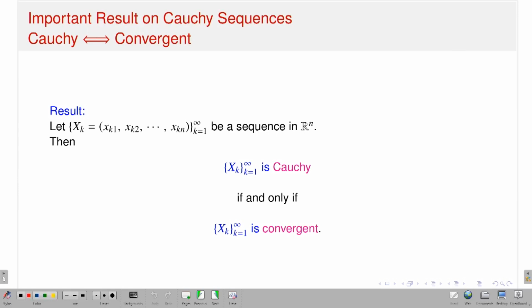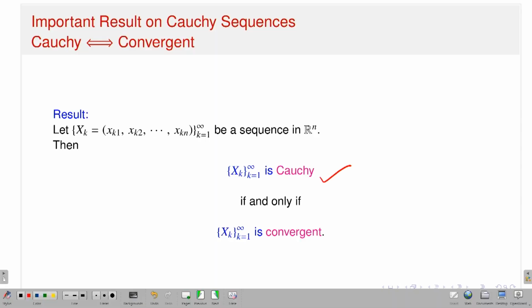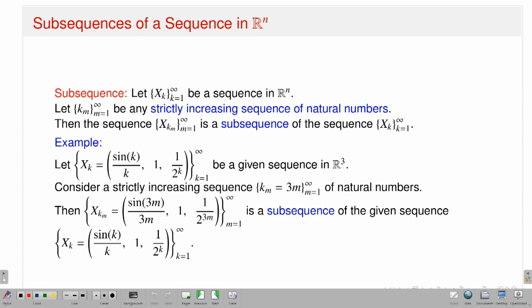This is the relation between Cauchy sequences and convergent sequences. We have observed the equivalence between Cauchy sequence and convergent sequence. That means, if I have a sequence Xk in n-dimensional Euclidean space, then Xk is Cauchy if and only if Xk is convergent. Now let us come back to the definition of subsequences.